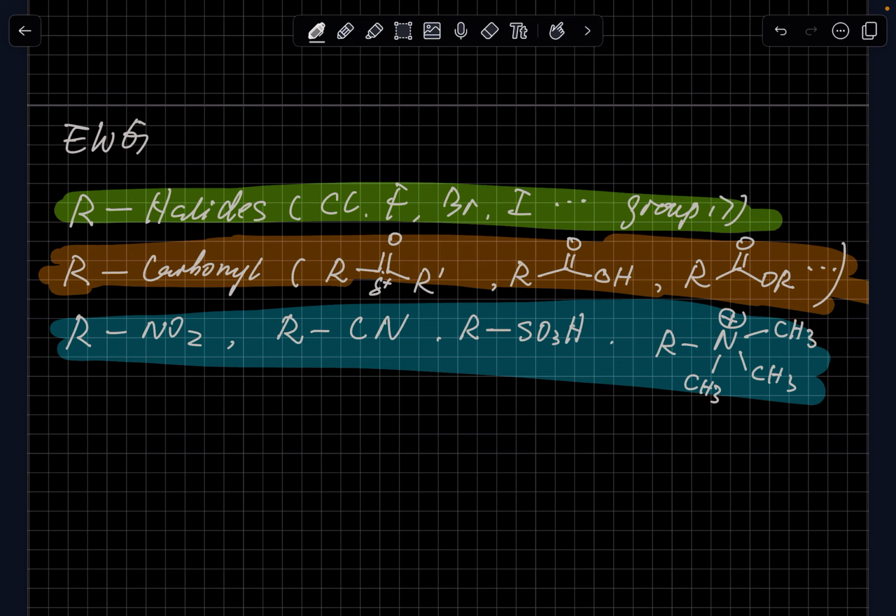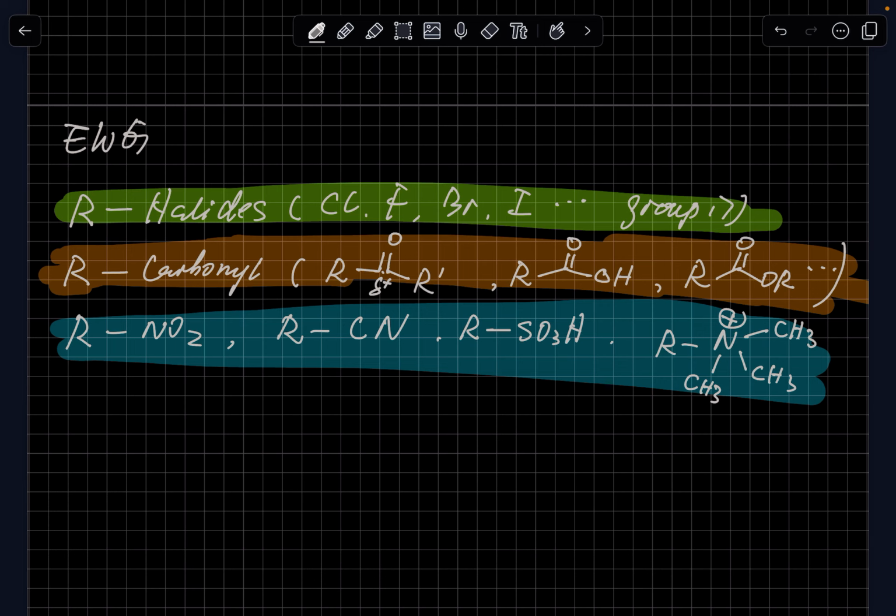So the green tier is the weakest electron withdrawing groups. Whatever compound it is, it's an R that connects to any halide, right? It can be chlorine, fluorine, bromine, iodine, all the halides on group 17 on the periodic table. So these halides weakly withdraw electron density from the R group, right? They crave electron density, so they try to get it from the R group.